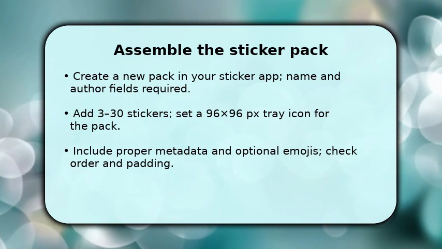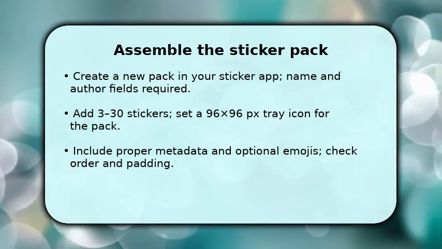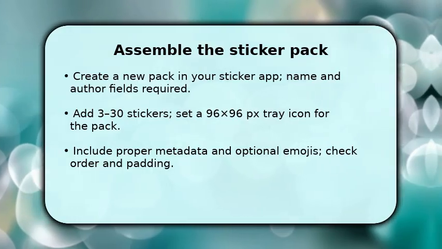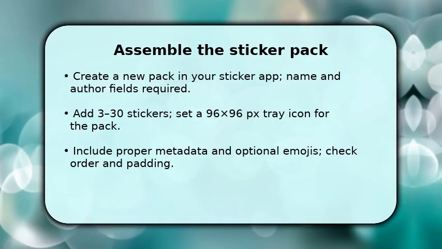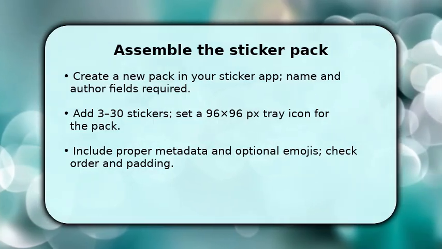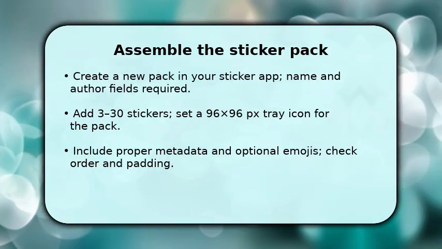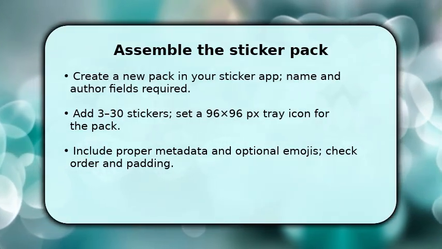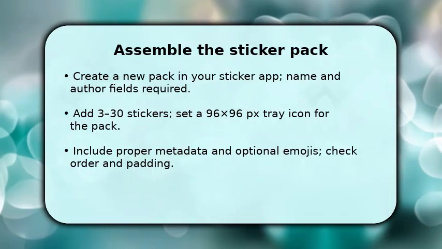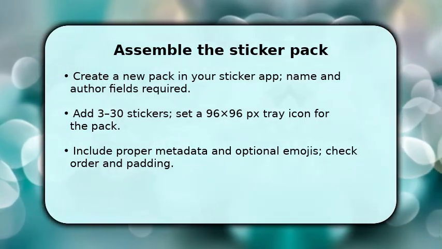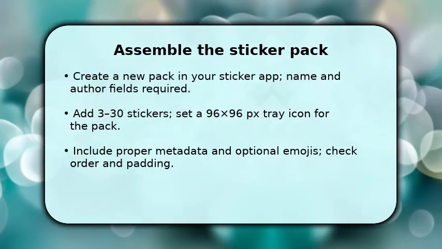Next, you assemble the pack inside a Sticker Maker app or your own pack script. Create a new pack, give it a clear name and author tag, then add your prepared images in the order you want them to appear. Make a 96 by 96 pixel tray icon so WhatsApp displays the pack neatly. Add metadata such as keywords or a few emojis to help recognition. Make sure each sticker has consistent padding and visual balance so they look good in conversations.